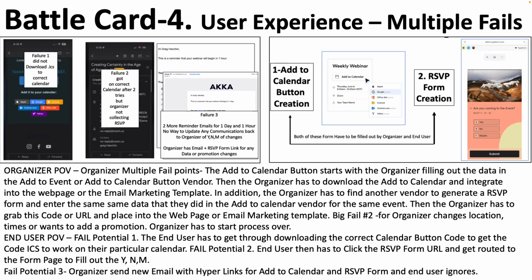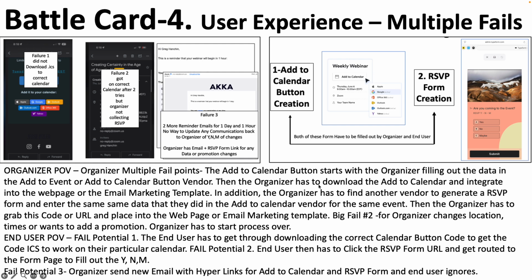And then user experience is really battle card number 4. There are multiple failure points I've just walked through in the first 3 battle card feature items. I'm not going to go through this in great detail, but when you combine these together, essentially 1, 2, and 3, and then add the calendar button and the form, there are multiple failure points.